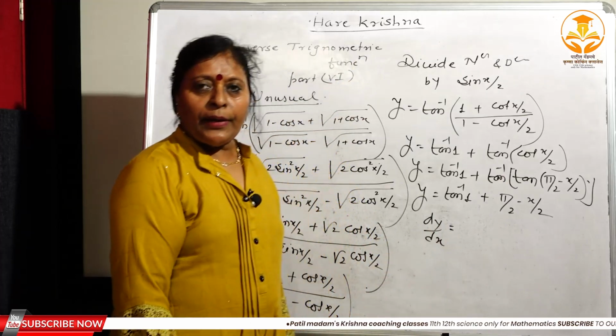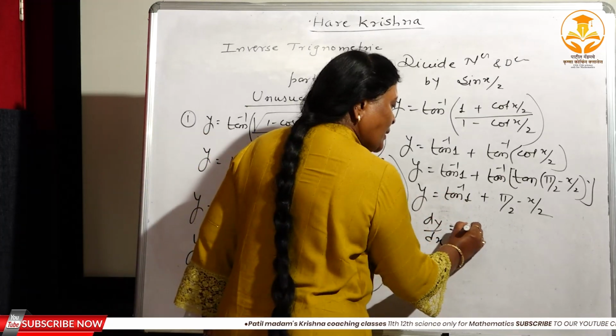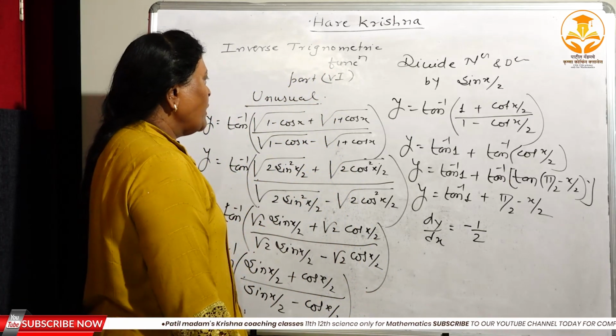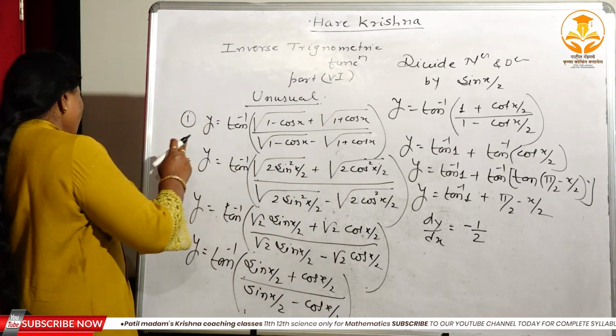The derivative of pi by 2 is again 0, and here minus 1 by 2 remains as it is, and the derivative of x is equal to 1. Right? So, again an unusual problem.